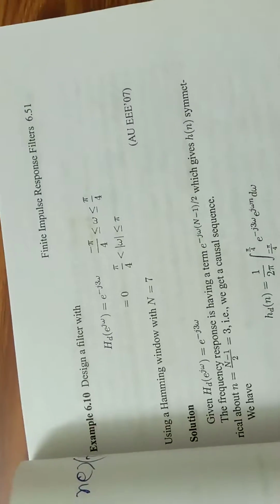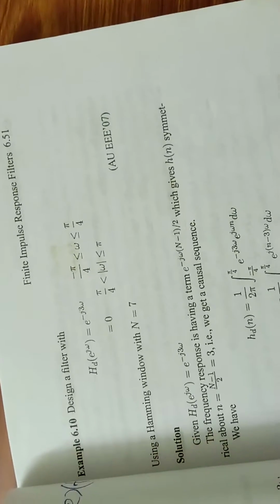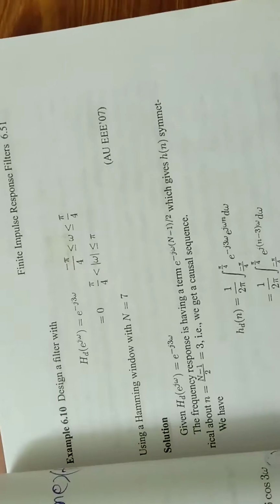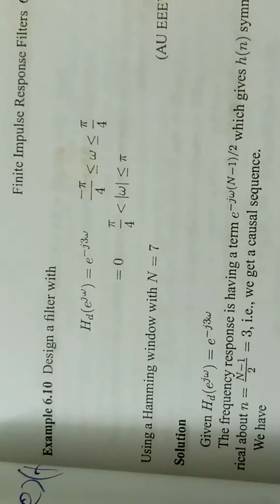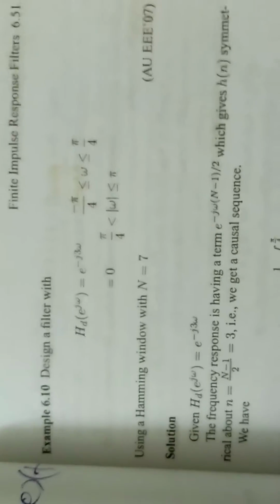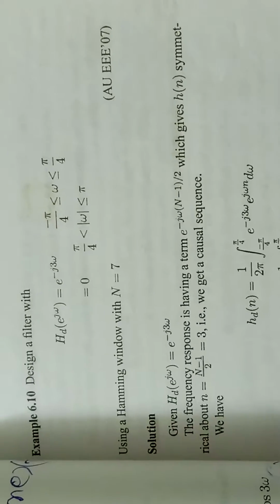Come back to this type of question. Design a filter with Hd of e power j omega equal to e power minus j3 omega for minus pi by 4 less than or equal to omega less than or equal to pi by 4, and 0 elsewhere, using a Hamming window with N equal to 7. Don't forget, here the transfer function is not equal to 1. It becomes e power minus j3 omega. Clear? Therefore we have to do some shifting.